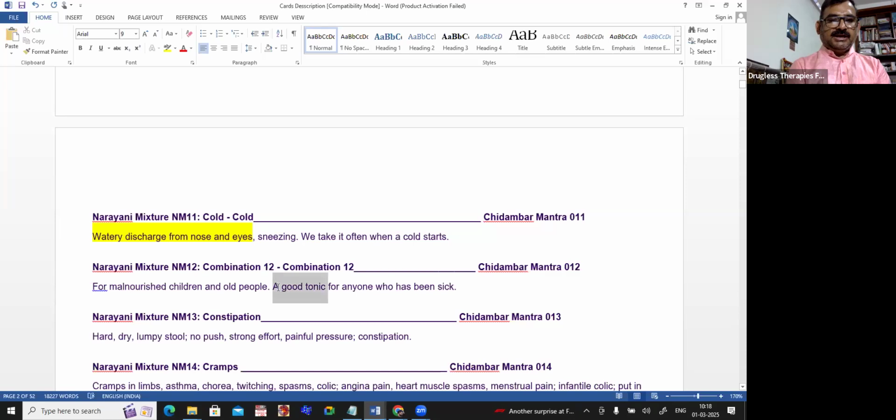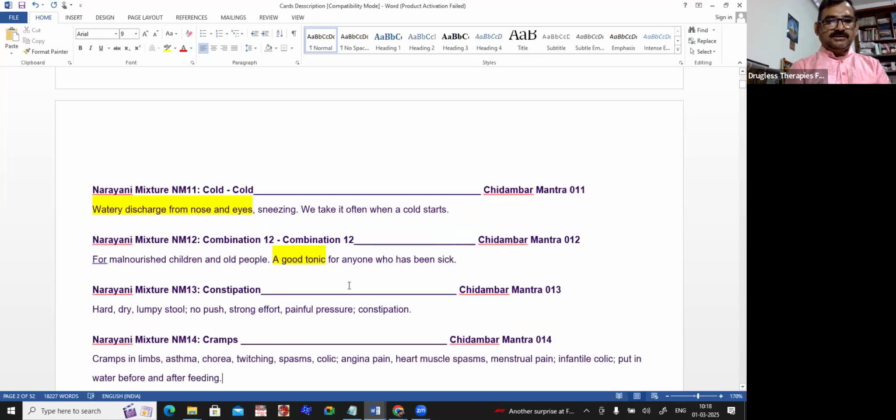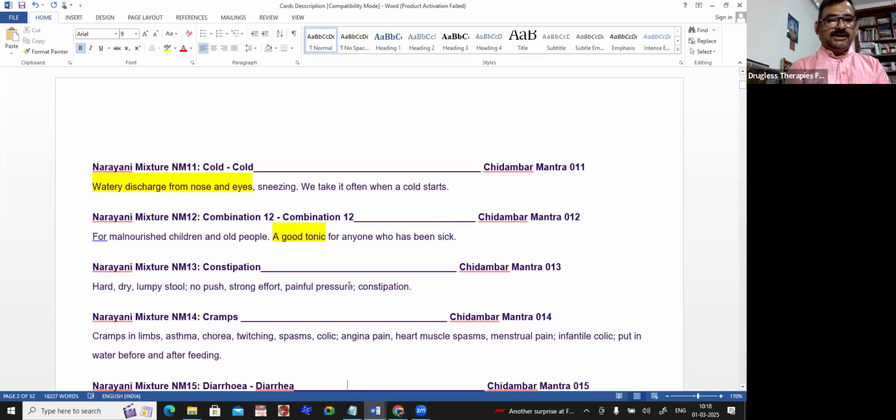And again I told you, NM12 is a very good tonic, because all the 12 salts are mixed in 6x potency.